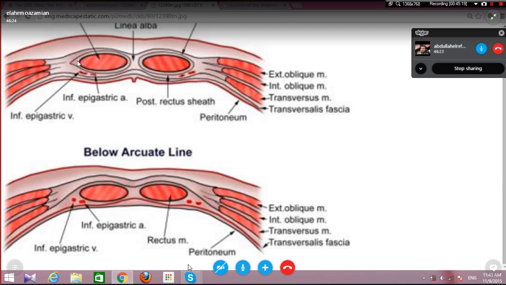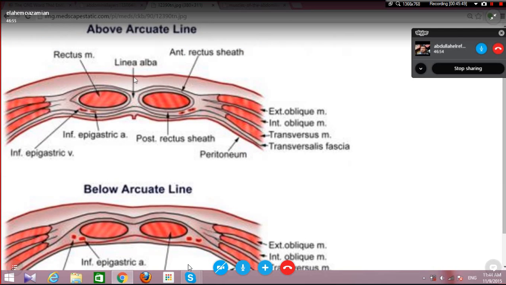We said around the rectus abdominis, we have anterior and posterior layer of rectus sheath. Then these two layers, exactly in the midline, do you see here? They join each other. So just in the midline, there is a place where the anterior and posterior layers of rectus sheath on both sides meet, and there is no muscle here. This is called linea alba. Alba means white line.